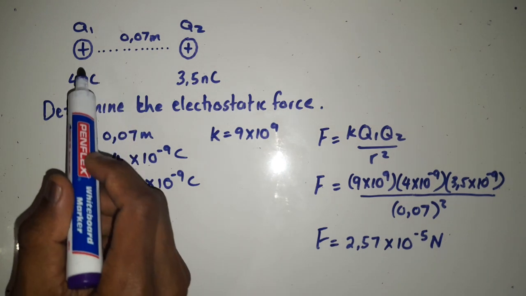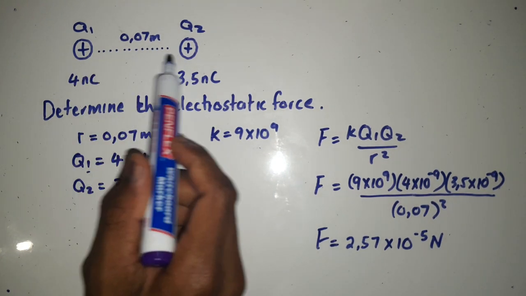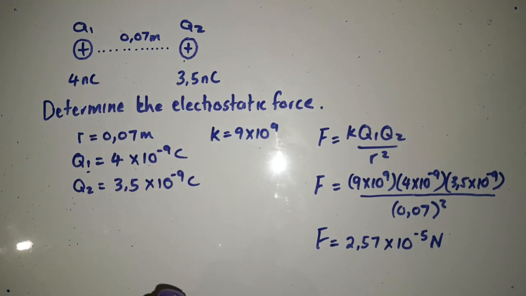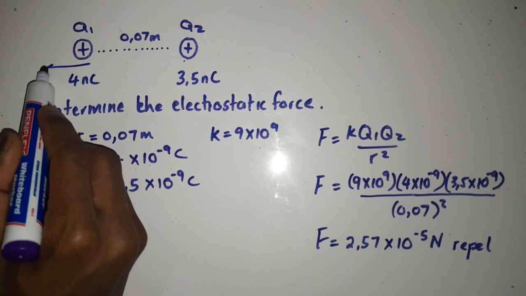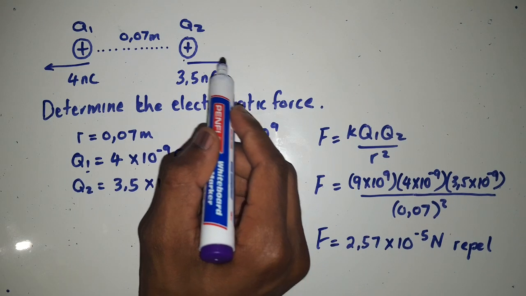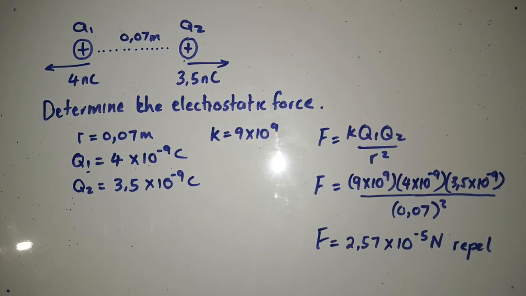Now I have two charges which are positive. What is going to happen to these two charges? Since they are positive, they repel each other. This one is going to move to the left and this one is going to move to the right. Just like this, we have managed to solve this problem of Coulomb's law.